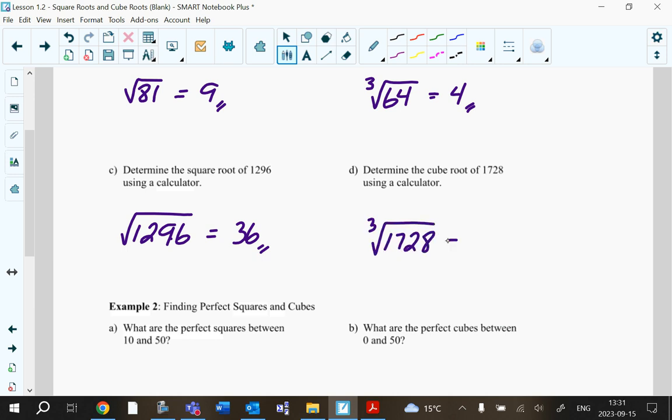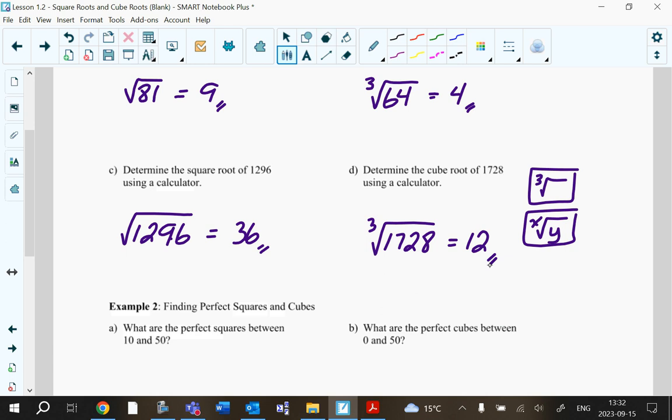Now, you may have this kind of button on your calculator, or it may be in the second. You have to do shift this. Or you may have something that looks like this, where you got a little x and a root y. So what you have to do is you have to punch the root that you want to take, 3, then punch this button, then punch 1728 and equals. That's most calculators. What do we get? 12.